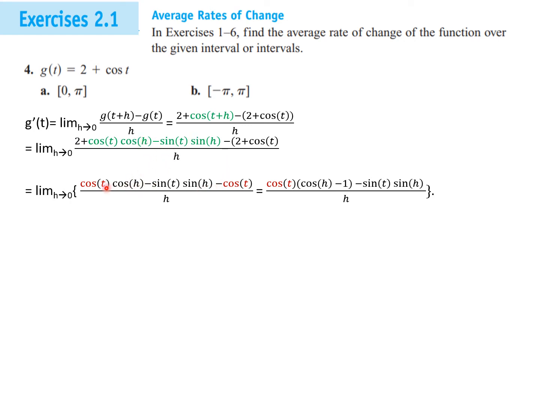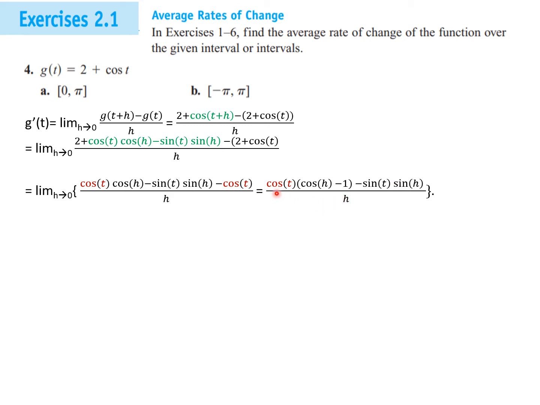But also we colored cosine t at the beginning and cosine t at the end with the same brown color, because we want to group them together. If we group these two together, we're going to get cosine t multiplied by cosine h minus 1. We group this along with cosine t multiplied by cosine h. The grouping will give us cosine t multiplied by cosine h minus 1. And then the middle term will be the last term, which is minus sine t sine h, divided by h.